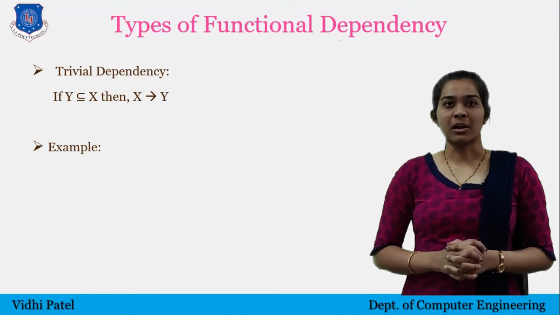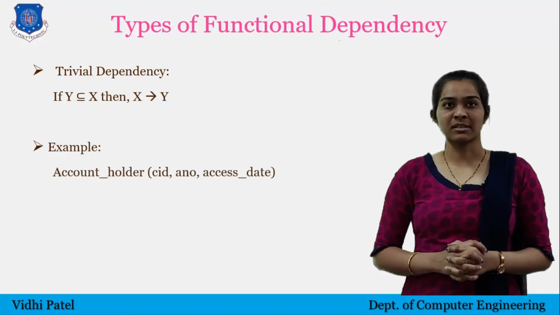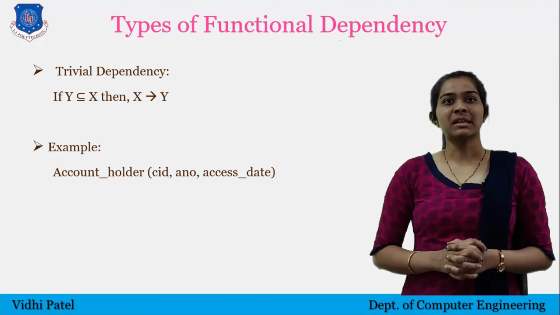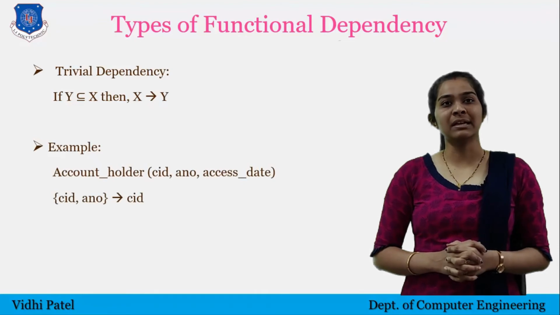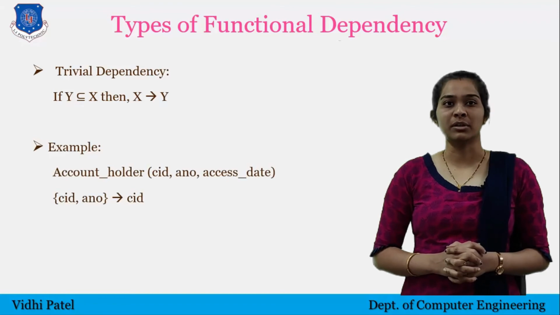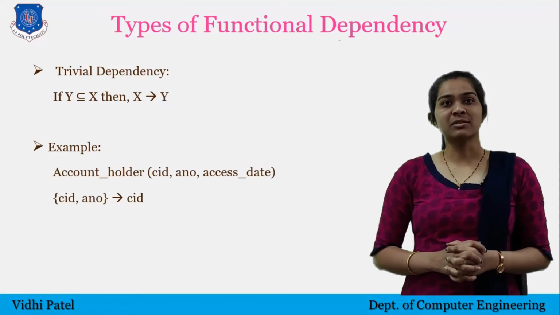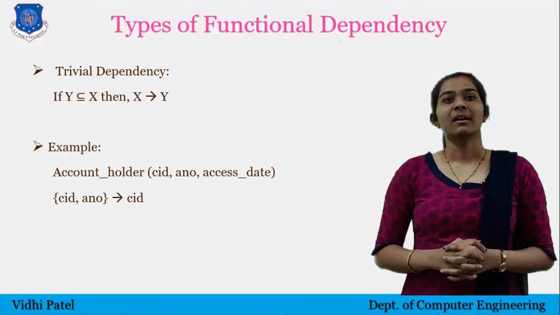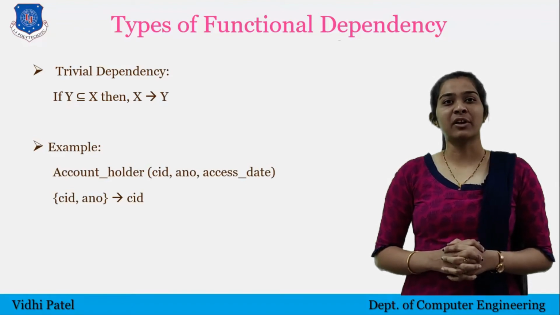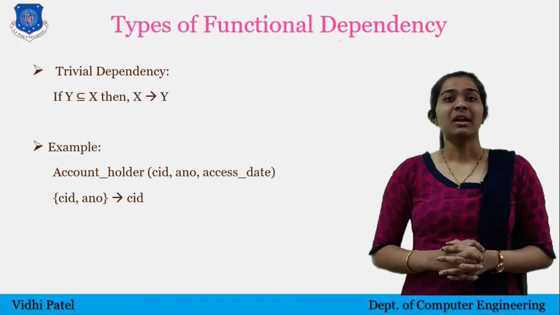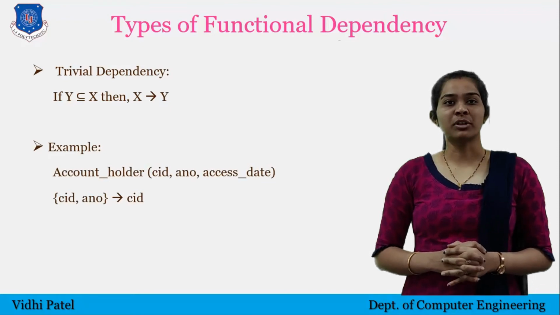I have a relation account holder having attributes customer ID, account number and access date. And the functional dependency: customer ID is functionally dependent on customer ID and account number. Here, customer ID is a subset of customer ID and account number. So this dependency is known as trivial dependency. In trivial dependency, I never get φ for the intersection of the left-hand side and right-hand side attributes. I get a common attribute for their intersection. Trivial dependencies are not much important from a database design point of view.